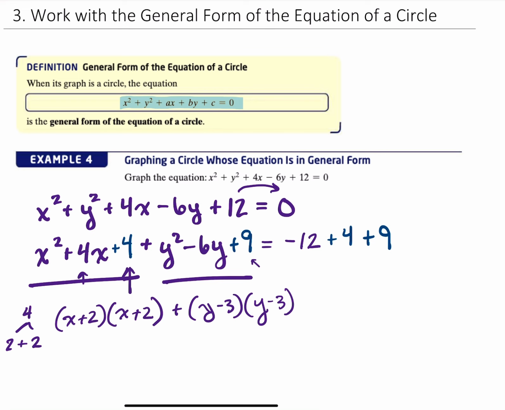But let's not forget about the right side as well. So we have -12 plus 4 plus 9. That looks like -12 plus 13, so that should reduce down to a +1. So that means we have x plus 2 squared, because we had 2 of those same factors, plus y minus 3 squared equals 1. And then look at that, we have an equation of a circle in standard form.